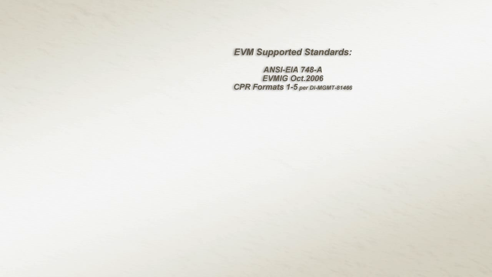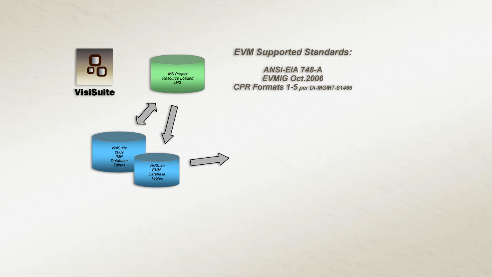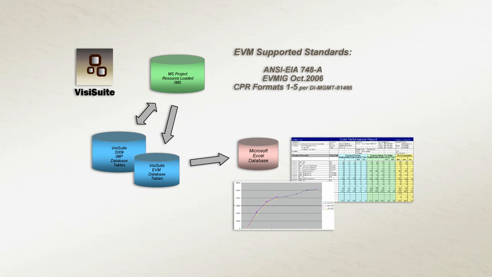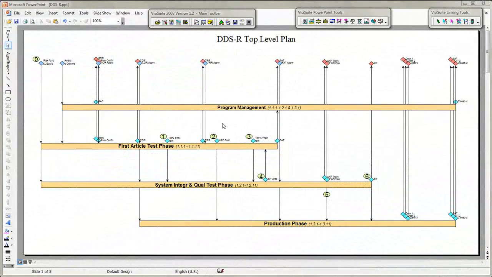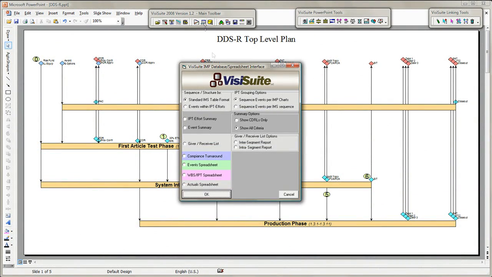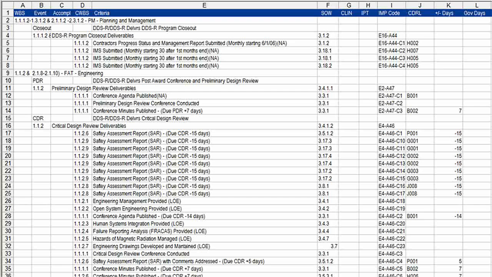How would you like full-up ANSI 748 earned value capabilities without any additional definition, setup, or need for other products or support groups? Just resource load your integrated master schedule, and you're ready to earn value immediately after contract award. Let's see how that's possible, starting with the compliance turnaround spreadsheet for an EVM task order.